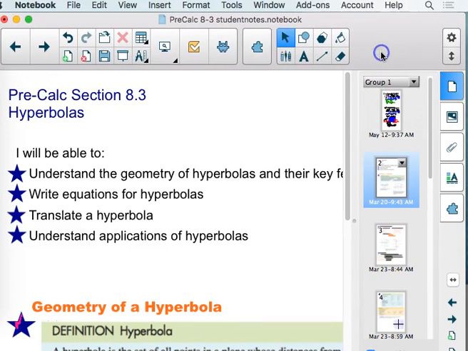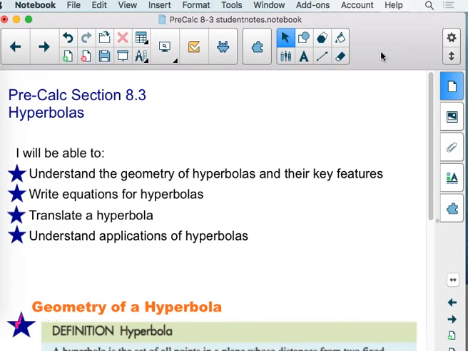Alrighty, so away we go. Section 8.3, all about hyperbolas. You studied hyperbolas a little heavily in chapter 8 in Algebra 2, but very different than what we're going to see here. What we get is a super nice way to work with them.